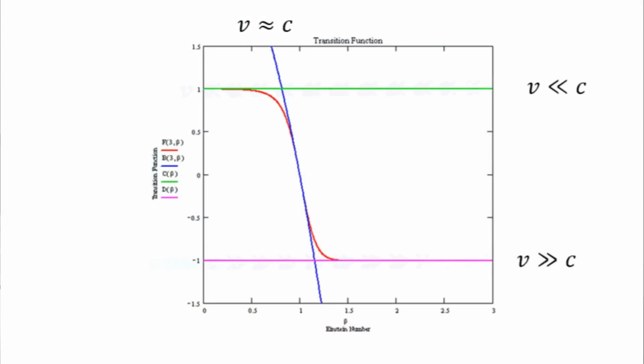In this graph, I plotted the hyperbolic tangent function. When the velocity is less than the speed of light, we get 1. When it's nearly equal to the speed of light, we get a slope of a line. And then when it's faster than the speed of light, it approximately equals -1.